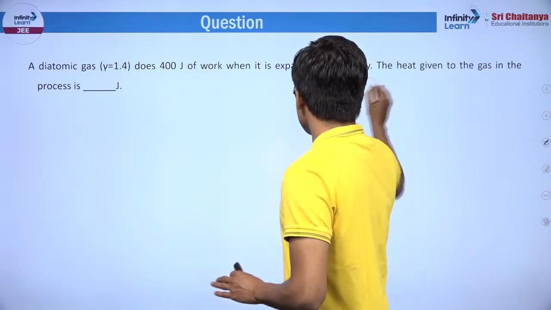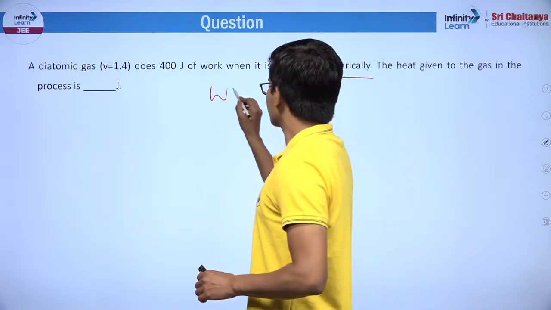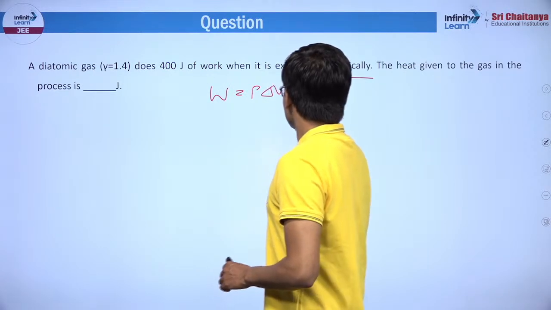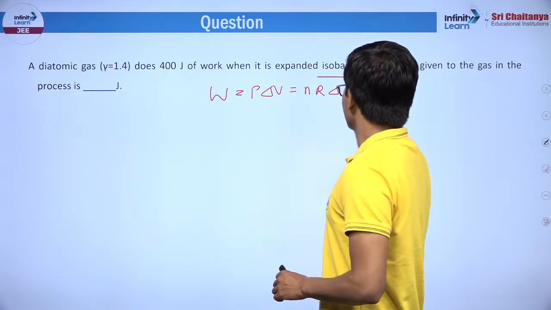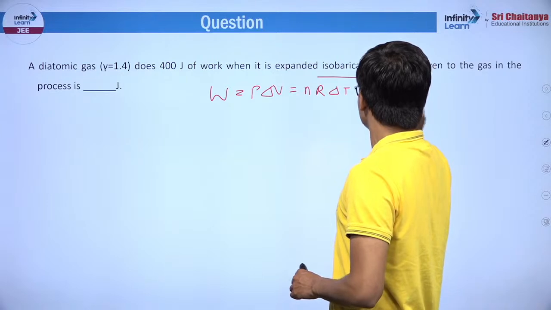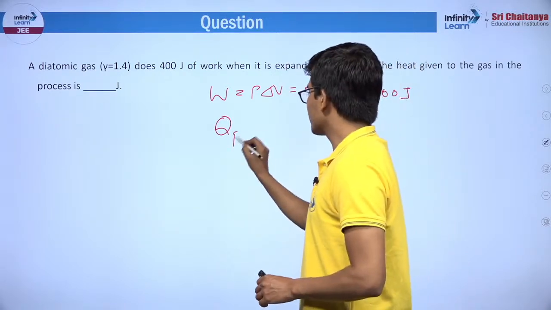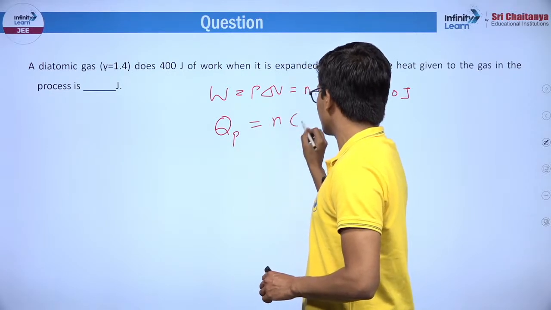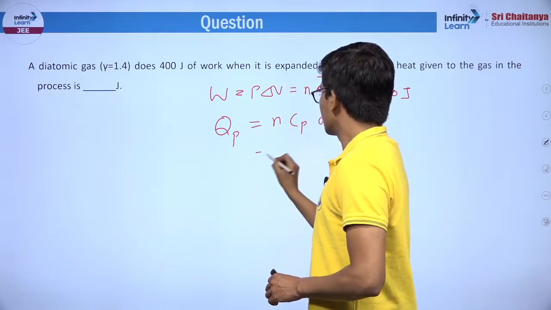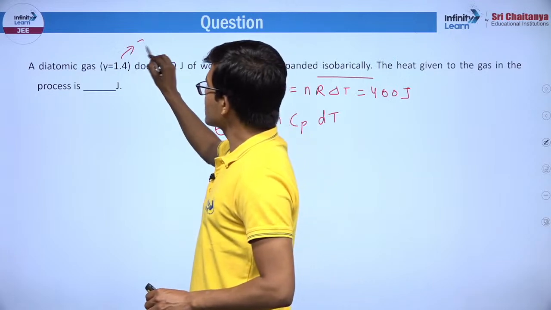You are having an isobaric process. Isobaric process में work done is P delta V, or you can also write nR delta T. इसकी value is given to you 400 joule. You need to find the heat. And isobaric हो, basically pressure constant हो, तो you can write n Cp dT. And gamma is given to you 7/5.